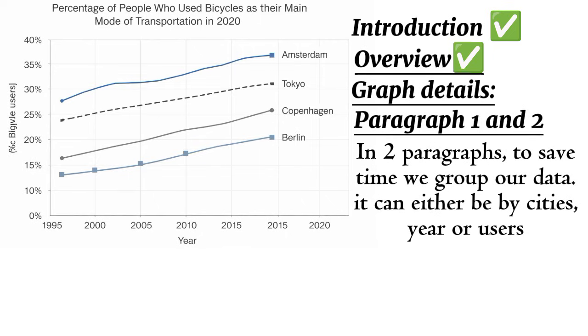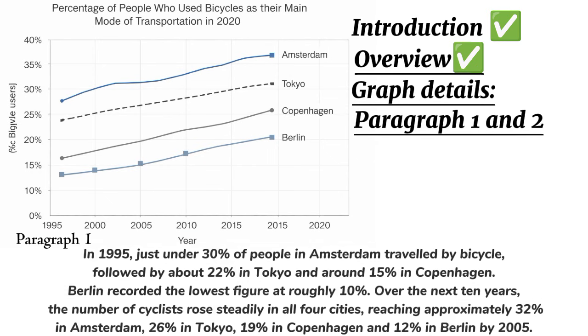The second option is more logical, as it follows our overview, and I choose this option. So I will describe the data from 1995 to 2005 in one paragraph, and the data from 2005 to 2020 in another paragraph. And here's my first paragraph with the details. In 1995, just under 30% of people in Amsterdam traveled by bicycle, followed by about 22% in Tokyo and around 15% in Copenhagen. Berlin recorded the lowest figure at roughly 10%.